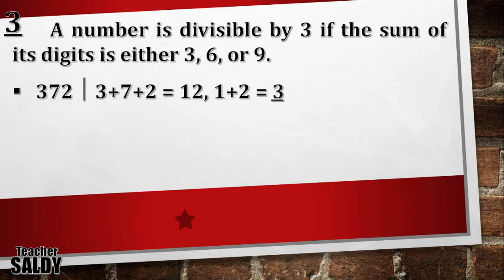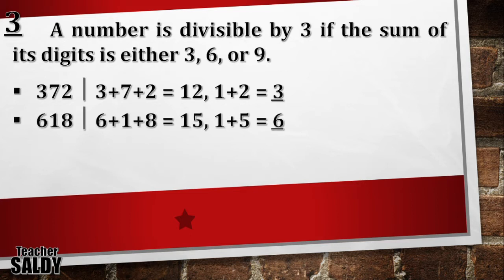372. So, 3 plus 7 plus 2, that's 12. If you will add 1 plus 2, that's 3. So, ibig sabihin, si 372, you can divide it by 3, or 372 is divisible by 3. Next example, we have 618. So, 6 plus 1 plus 8, that's 15. If you will add 1 plus 5, you will get 6. Ibig sabihin, si 618, pwede siyang i-divide by 3. You can divide 618 by 3.